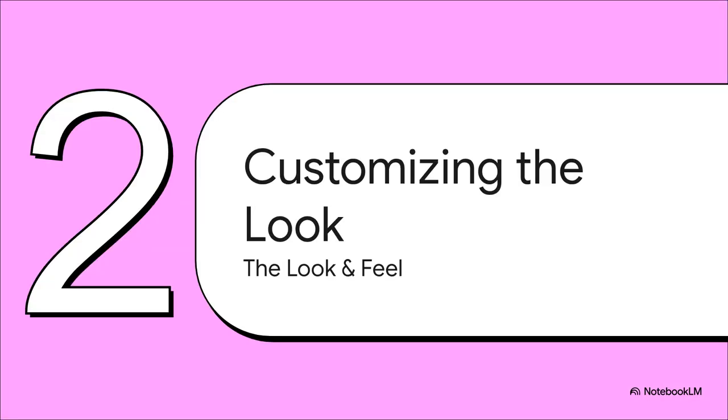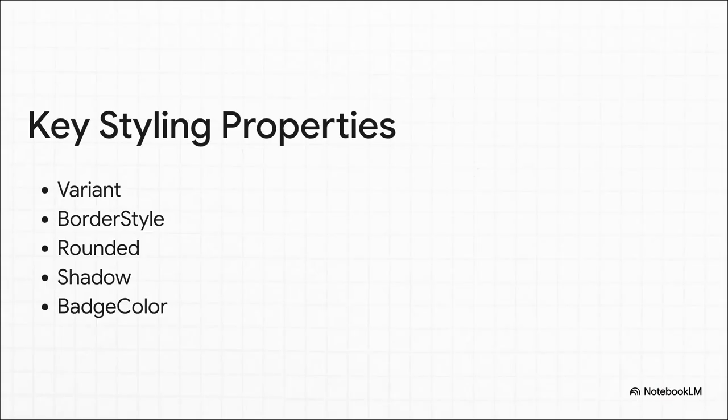Okay, so we know it's functional, but can it actually match your app's design? Oh, absolutely. Let's take a look at the massive amount of styling options that let you tweak this component to perfection. You basically get a whole toolbox of properties to play with. You can change the border style, the corner roundness, add shadows for some depth, and of course, tweak all the colors. Let's just see how we can combine a few of these to cook up a completely custom look.